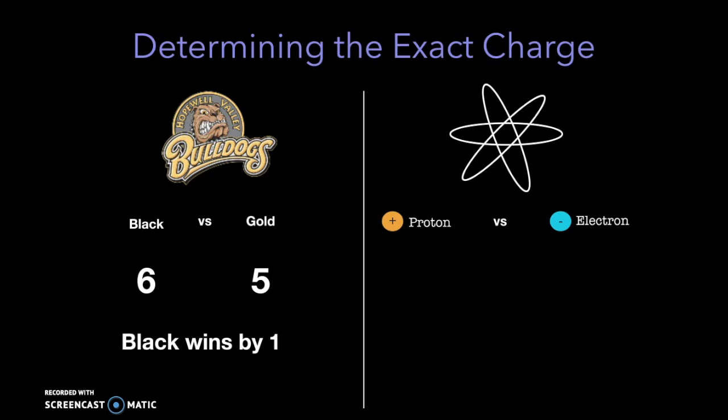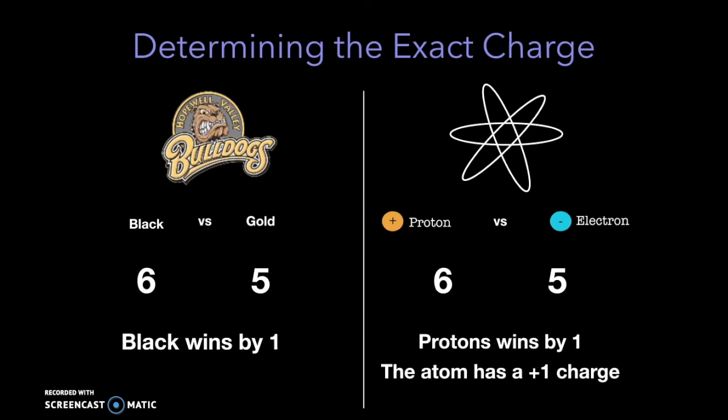So if we relate this to atoms, if we count up the number of protons and determine that the number of protons is 6, and then we count up the number of electrons and determine that number is 5, a normal assumption is that the protons win by 1. So that team scores 1 more point than the electrons. Because our protons are 1 point more than our electrons, our overall charge is a positive 1 charge, because protons are positive and electrons are negative.